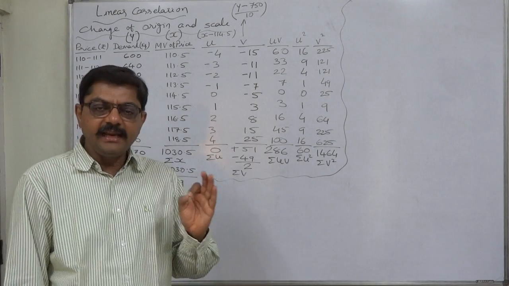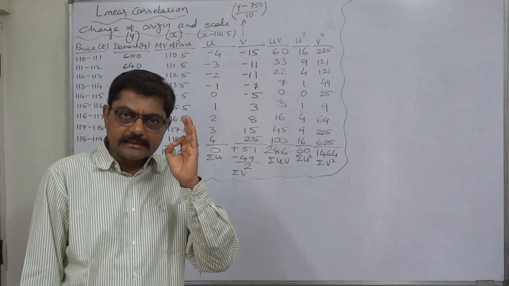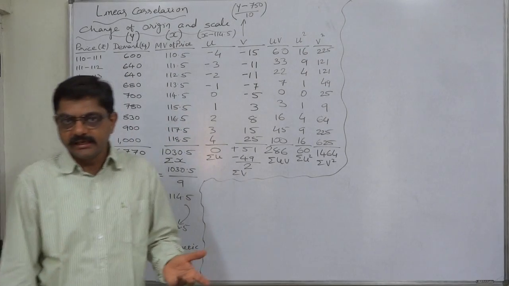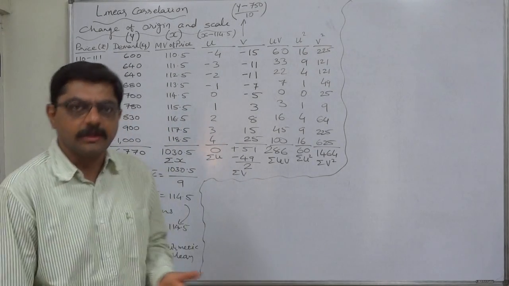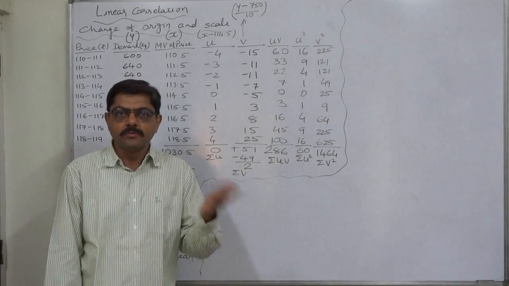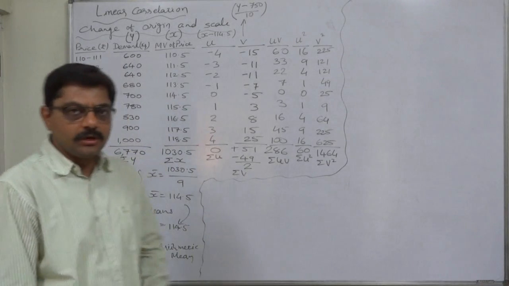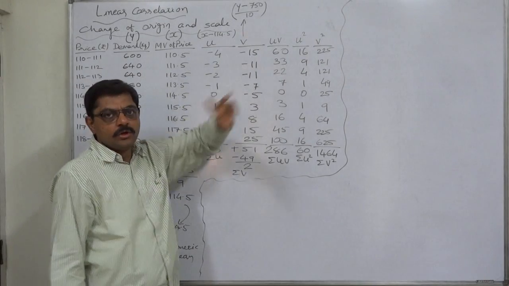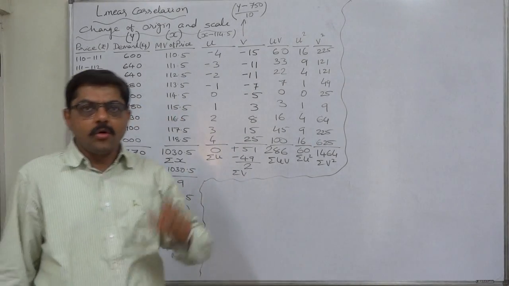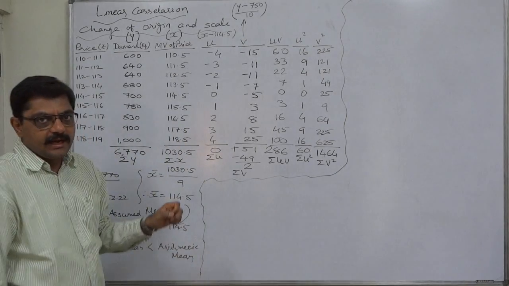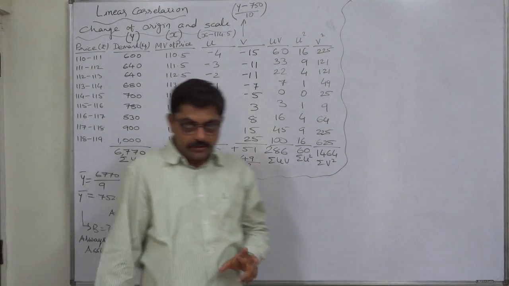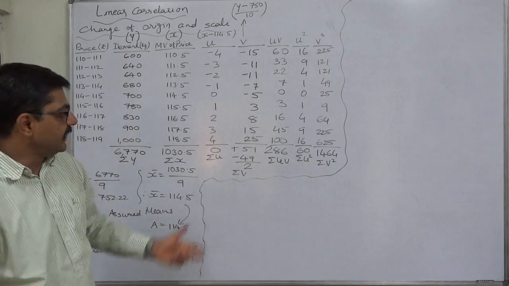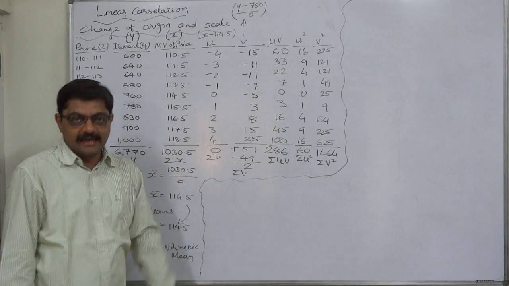To add any constant value, which is known as assumed mean, to the original data, as well as to subtract such type of assumed mean from the original data, is called change of origin. And change of scale means to multiply or divide the original data by any constant value, that means by the assumed mean, then it is called change of scale.